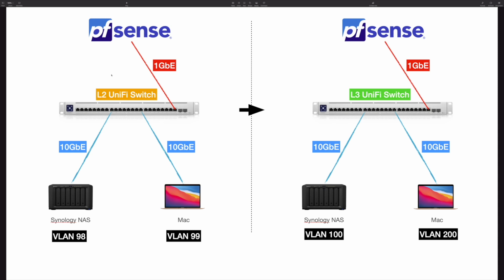On the left side, you can see the simplified network diagram. I have pfSense as my router. It's connected using a 1 gigabit Ethernet cable to this Enterprise XG switch. And the same switch is connected to two of my testing devices, both with 10 gigabit Ethernet cables. One device is the Synology NAS, and the other client is a Mac laptop. The special thing is I configure the two devices under two different VLANs. Even though you see they are both connected using a 10 gigabit connection, let's see if iperf3 can achieve the 10 gigabit network speed.